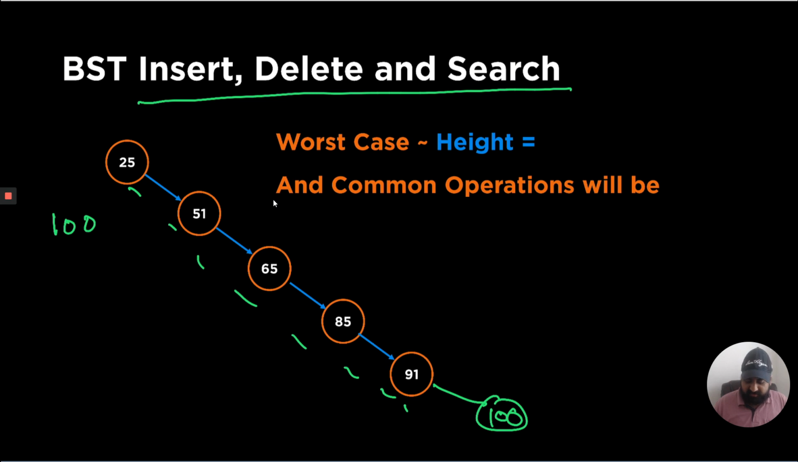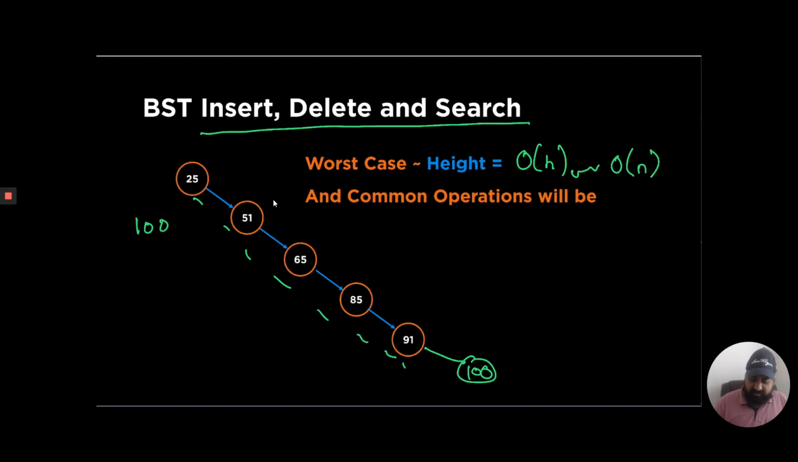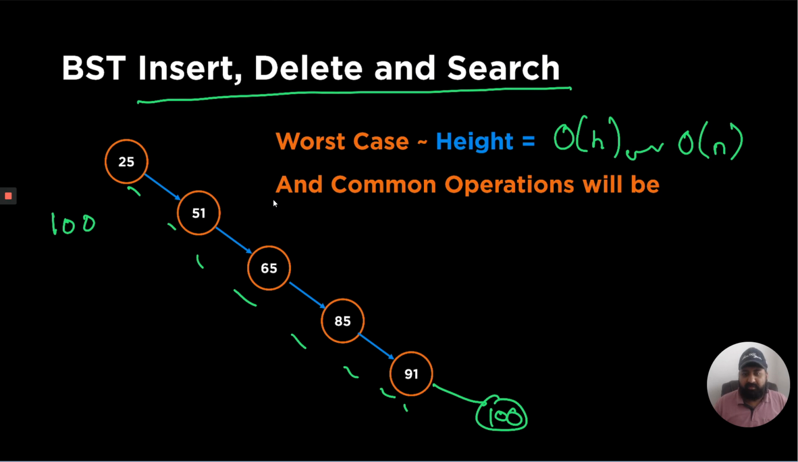So the worst case would be dependent on O of h, but h is proportional to O of n, because in this case, from our previous video, we learned that the minimum number of nodes in such a case is n, and since our tree is highly skewed, our h is directly proportional to n. So typically in the worst case, our complexity would be something like O of h.